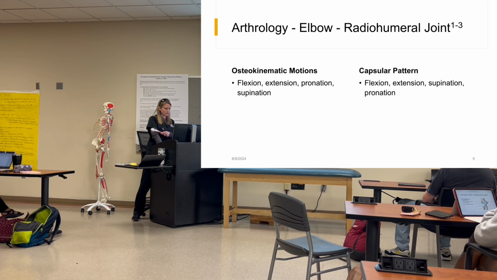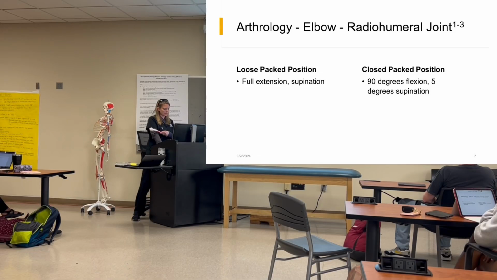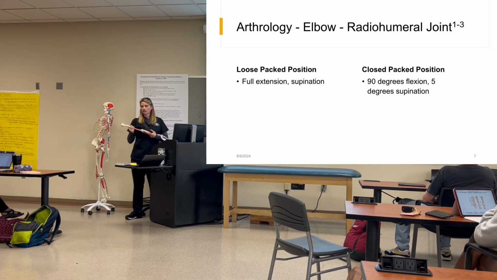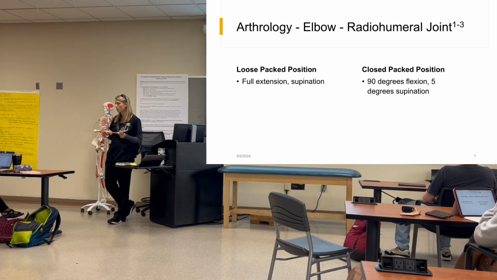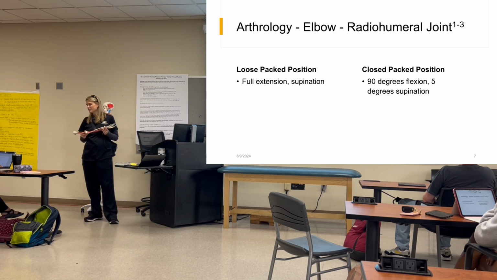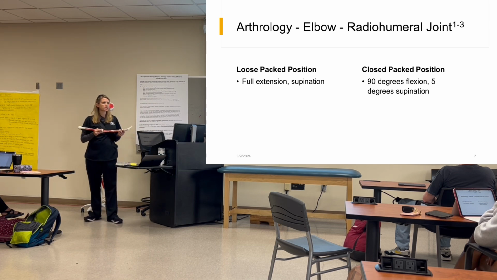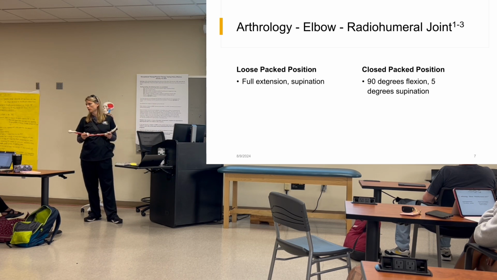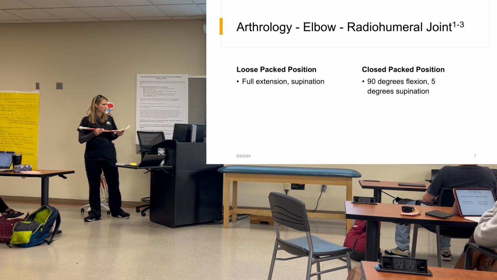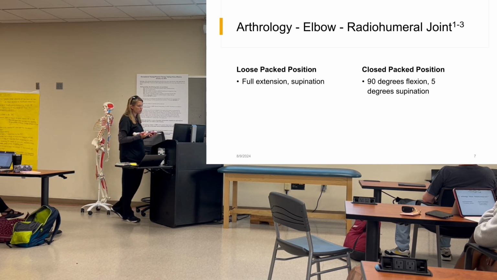Okay, so at this radiohumeral joint, we have some flexion, extension. You can get a little bit of pronation, supination. There's the capsular pattern. Flexion limited more than extension, more than supination, more than pronation. Okay? So loose pack position. There are three joints here, and the loose pack and closed pack positions for these three joints are not exactly the same. So you could be asked, it's not going to be what's the loose pack position of the elbow. It's going to be what's the loose pack position of the radiohumeral joint, or the ulnohumeral joint, or the proximal radial ulnar joint. Recognize they're a little bit different.